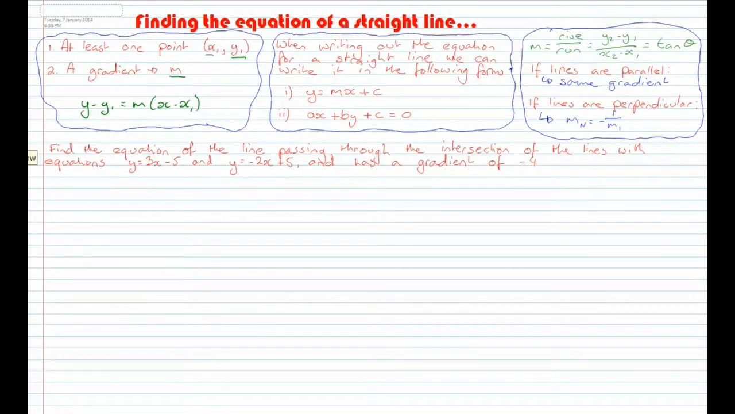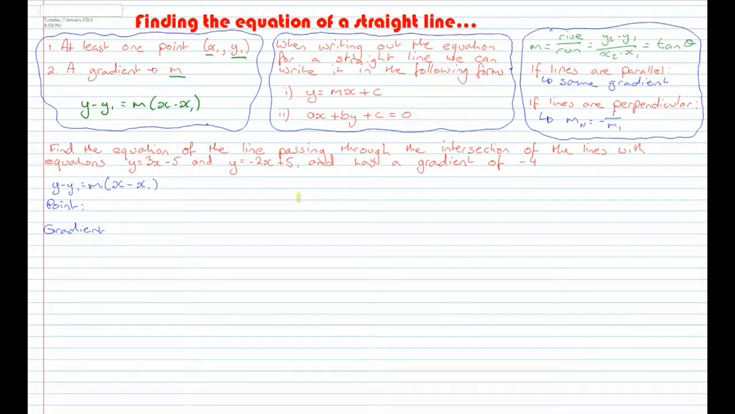Okay, so this question says, find the equation of the line passing through the intersection of the lines with equations y equals 3x minus 5 and y equals negative 2x plus 5, and has a gradient of negative 4. Like always, what we need to do is write out the formula for the equation of the line. y minus y1 is equal to m bracket x minus x1. And to be able to use this formula, we need to have a point and a gradient.